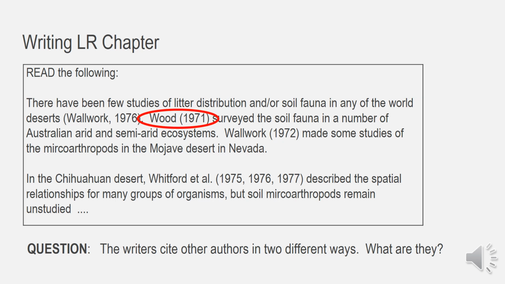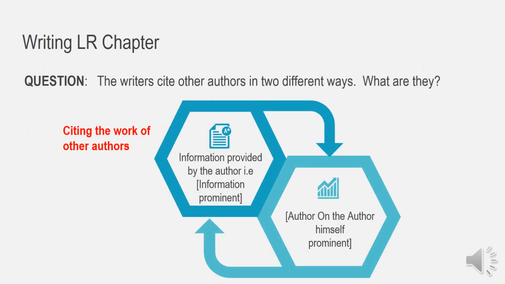Did you notice that writers cite other authors in two different ways? What are they? Let's discuss these in more detail in the next slide. There are two ways that can be used to cite other authors. The first one is information prominent, and the latter one is author prominent.